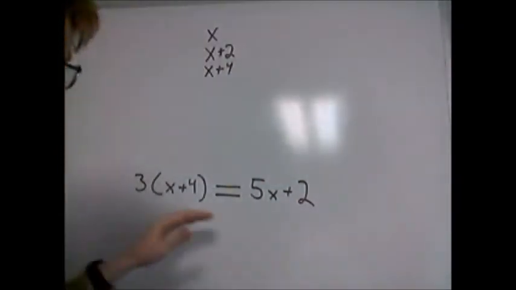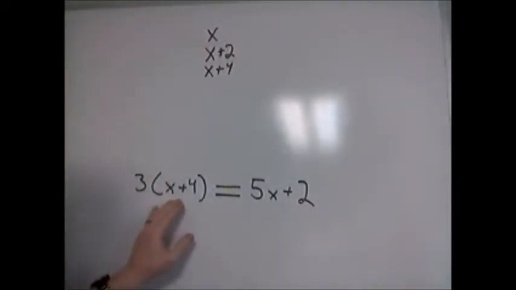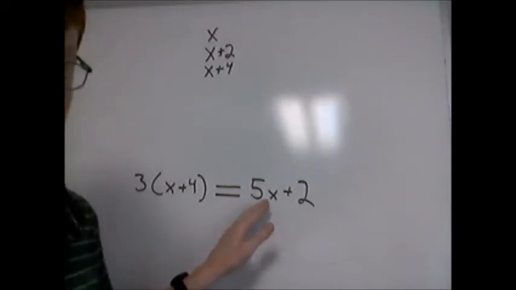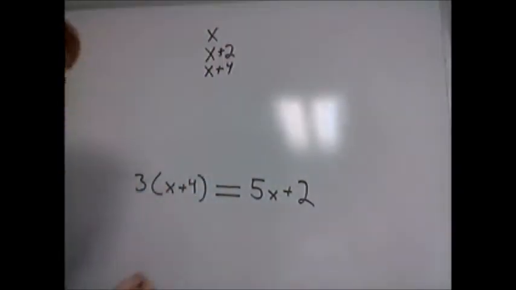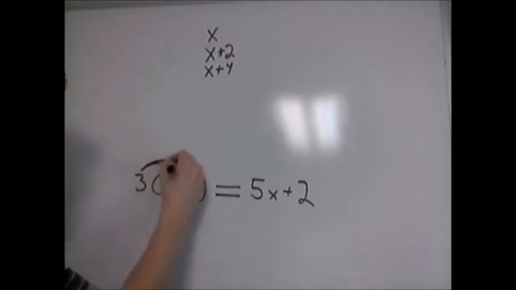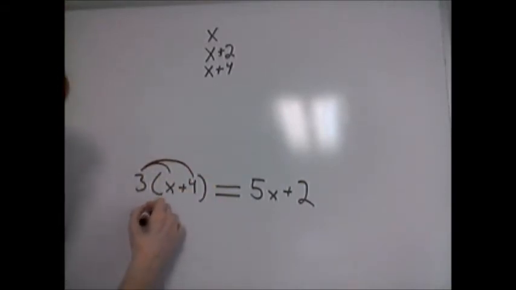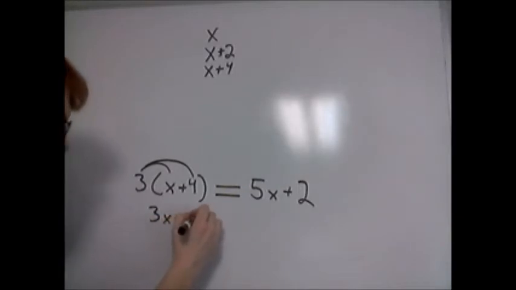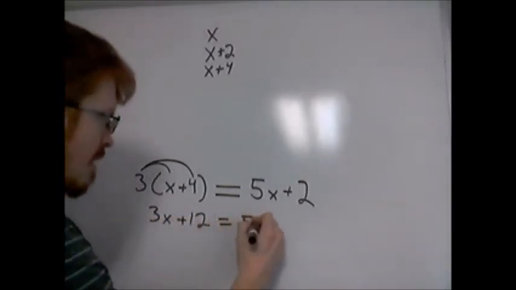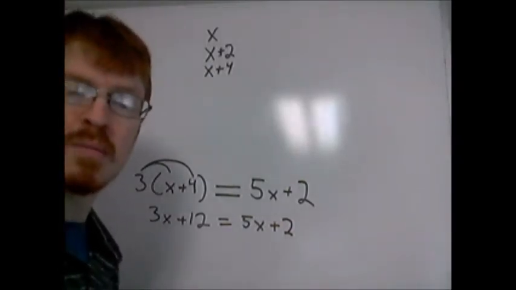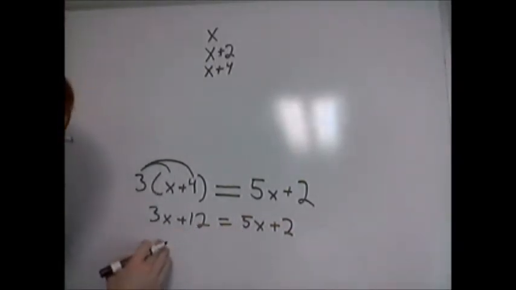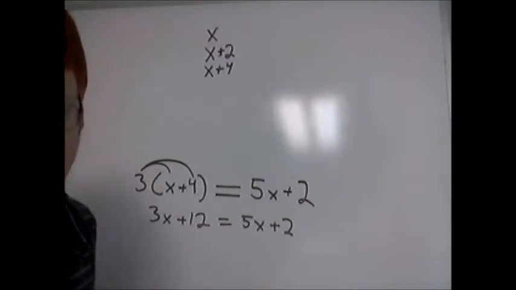Our equation should look like this: 3 times the quantity x plus 4 equals 5x plus 2. All right, let's go ahead and solve that. You distribute to both terms inside the parentheses. You have 3x plus 12 equals 5x plus 2. Combine like terms onto the same side. Remember, we want to get our variables all on the left because it's easier to work with there.